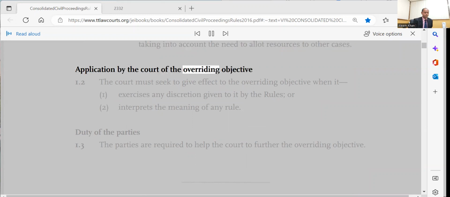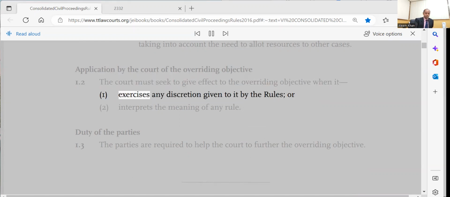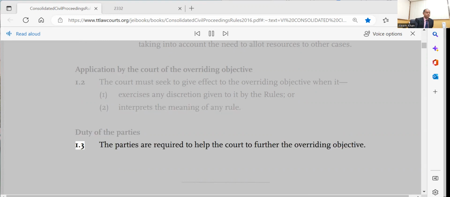Application by the court of the overriding objective. 1.2 The court must seek to give effect to the overriding objective when it (1) exercises any discretion given to it by the rules, or (2) interprets the meaning of any rule. Duty of the parties. 1.3 The parties are required to help the court to further the overriding objective.